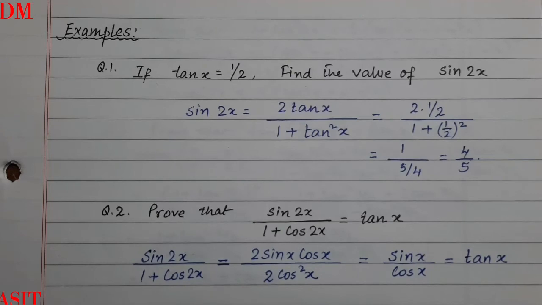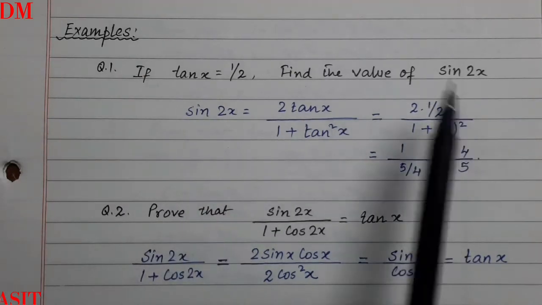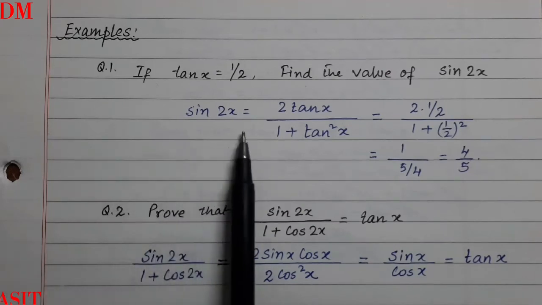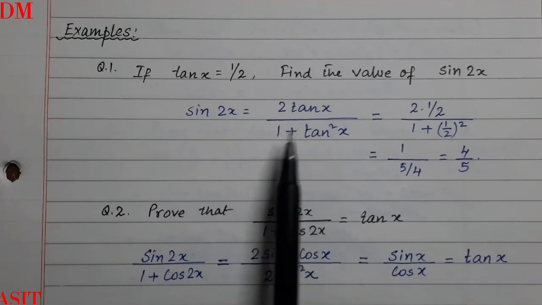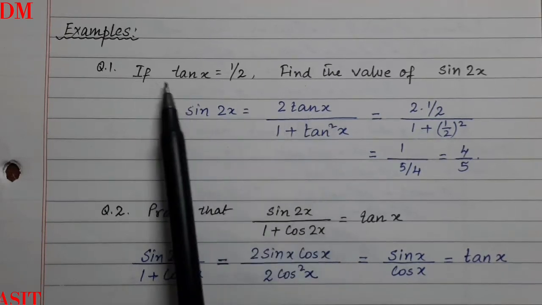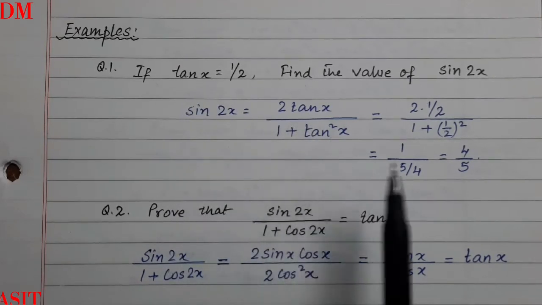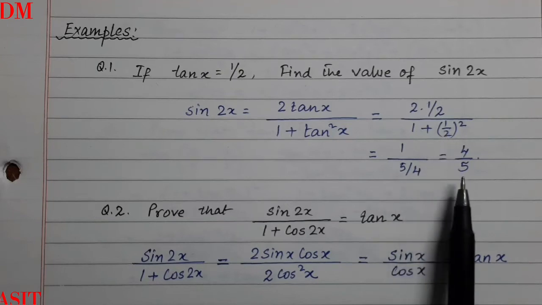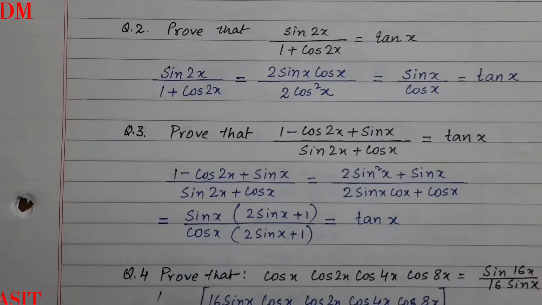Now the first question is: tan x equals half, then find out the value of sin 2x. Now we all know that the formula of sin 2x in terms of tan x is 2 tan x by 1 plus tan square x. Now we can put the value of tan x, that is 1 by 2, in the place of tan x. So we will get this value 4 by 5. This is a very simple sum.